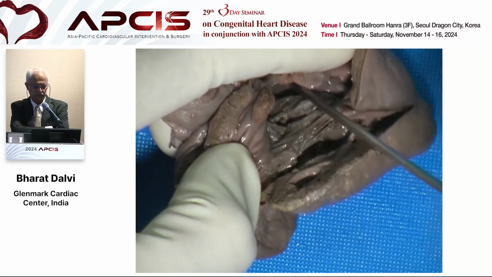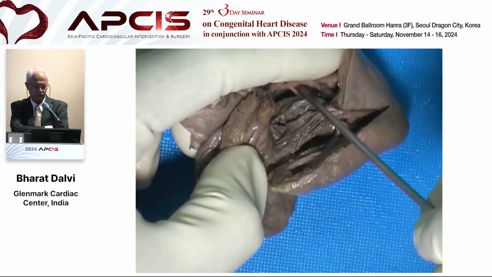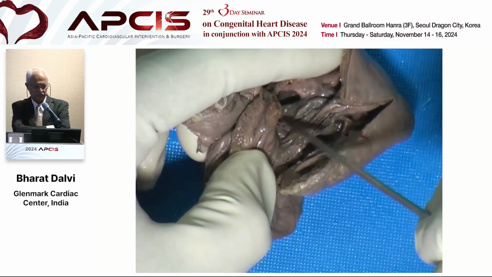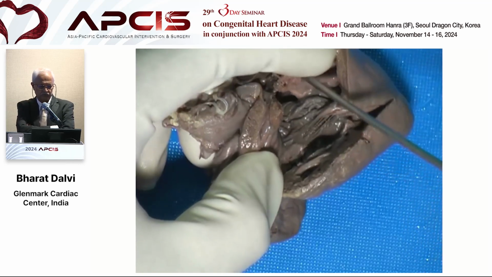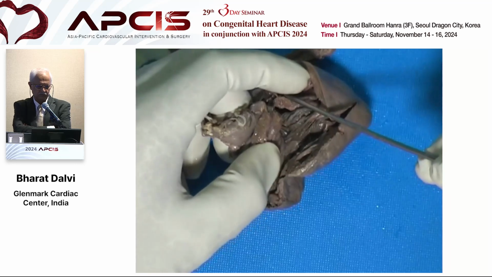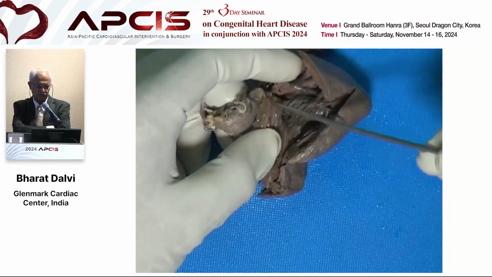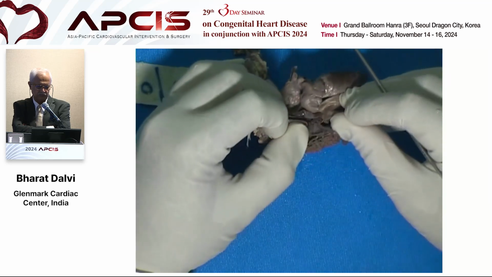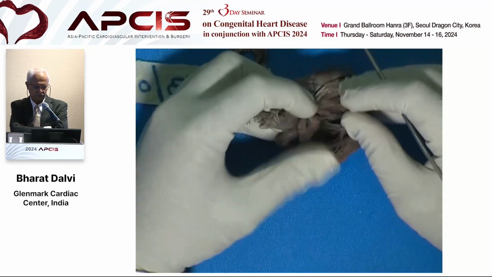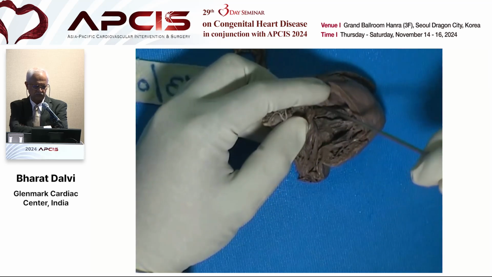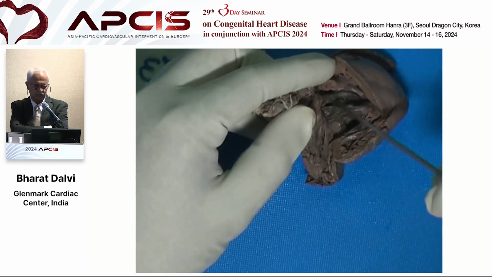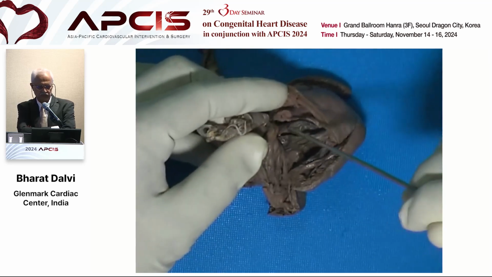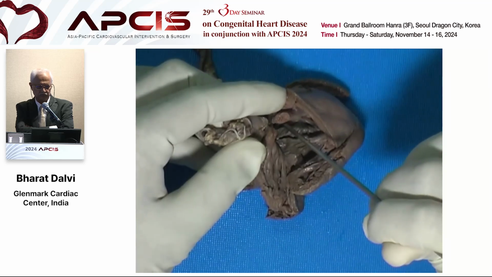Again, characteristically lying between the anterior superior limb here and the posterior inferior limb of the trabeculoseptomarginalis. And you can see that this is the outlet septum, which is moved away from its normal position, causing narrowing of the right ventricular outflow tract. And one more characteristic, if you see this VSD, a part of this VSD is covered by the tricuspid valve leaflet, so making this VSD restricted.